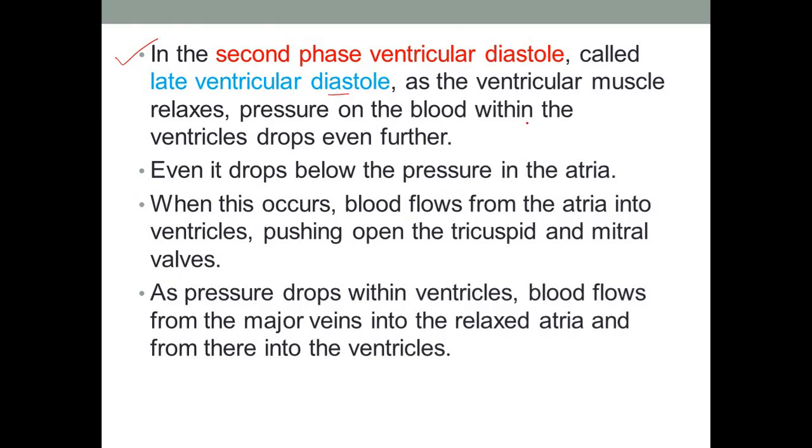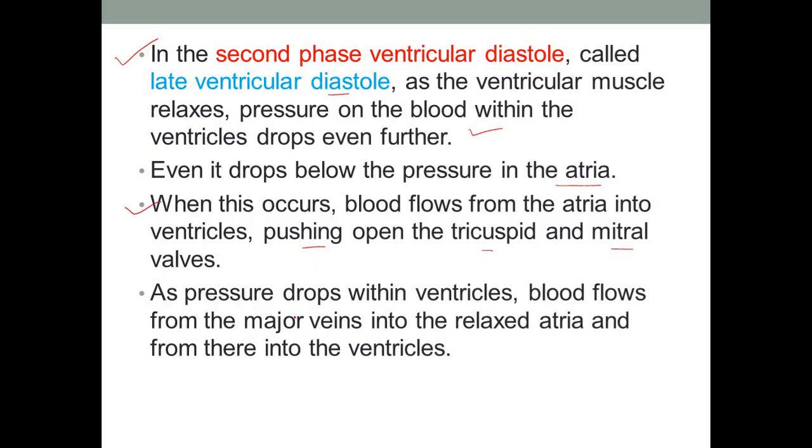relaxes, pressure on the blood within the ventricle drops even further. It even drops below the pressure in the atria. The blood pressure in the atria is always higher, and during ventricular diastole the pressure of the blood in the ventricle is less than in the atria. When this occurs, blood flows from the atria into the ventricle, pushing open the tricuspid and mitral valves.